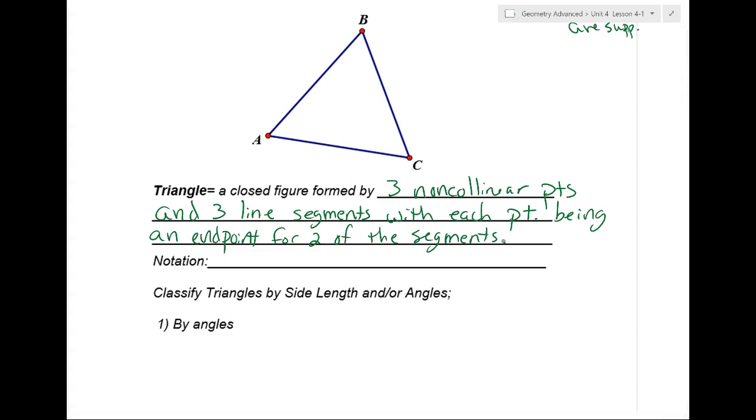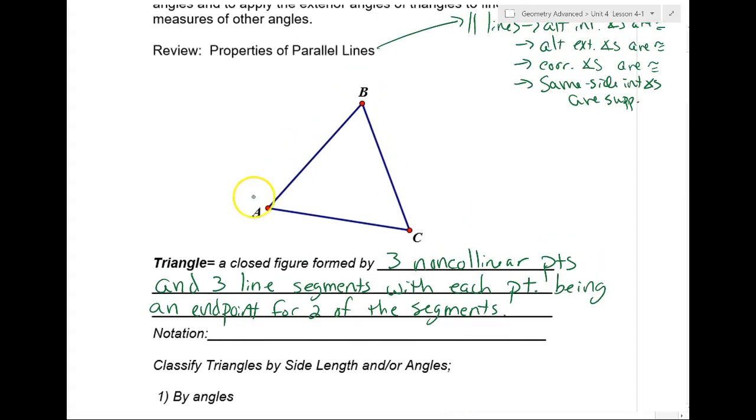Now, with these, we need to know a few different parts. Every one of those endpoints you want to talk about is called a vertex. The plural for that is vertices. So a triangle is going to have 3 vertices. Every one of the sides, they specifically tell you, is a what?